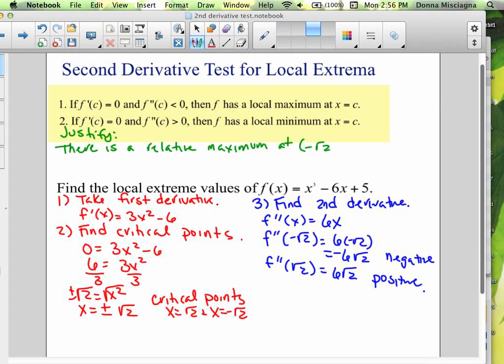F of negative square root of 2 would be negative square root of 2 cubed minus 6 times negative square root of 2 plus 5. Right, that's going to be negative square root of 8, and this would be plus 6 square roots of 2 plus 5. Not a very pretty number. We could simplify this part. So this would be negative 2 square roots of 2 plus 6 square roots of 2 plus 5. So we could call that 5 plus 4 square roots of 2. So negative square root of 2, 5 plus 4 square roots of 2.